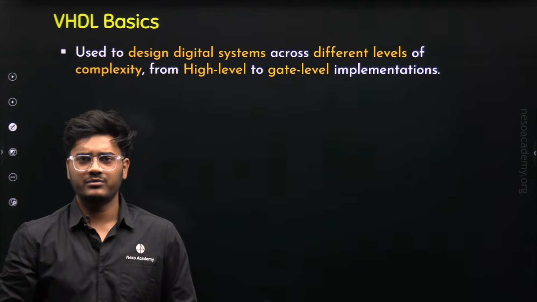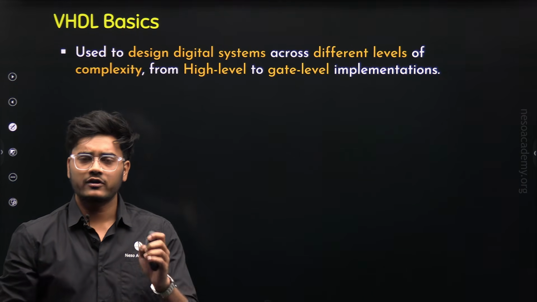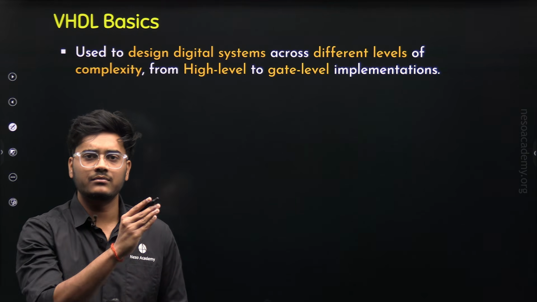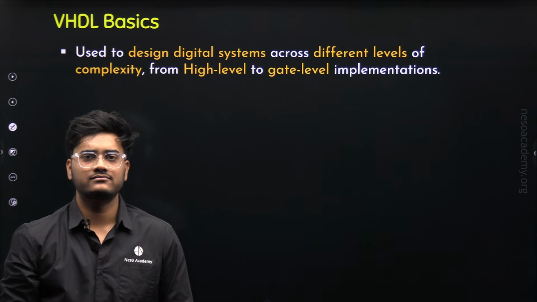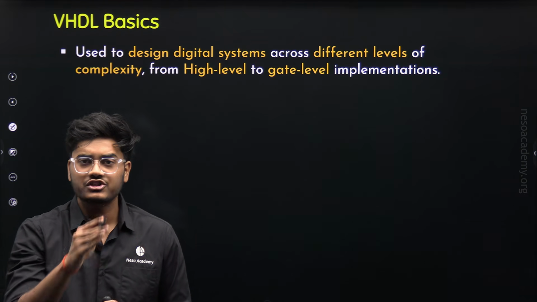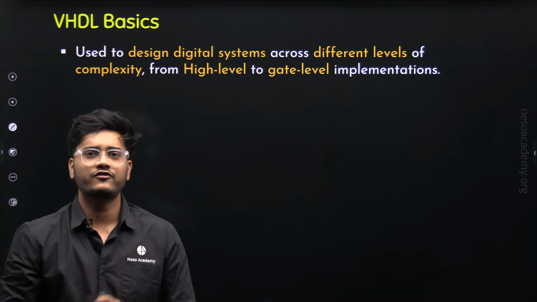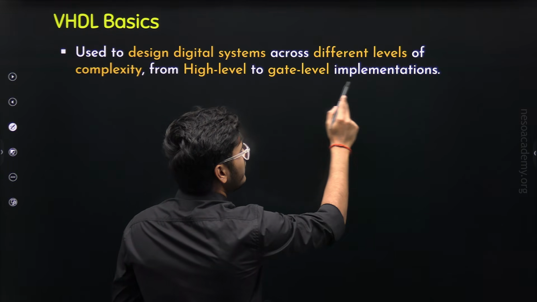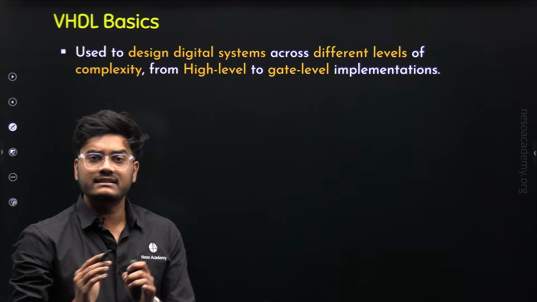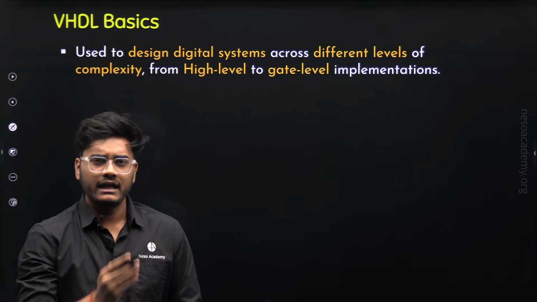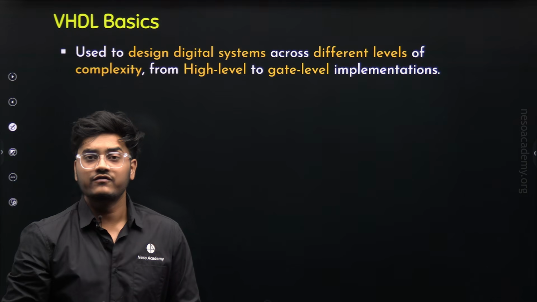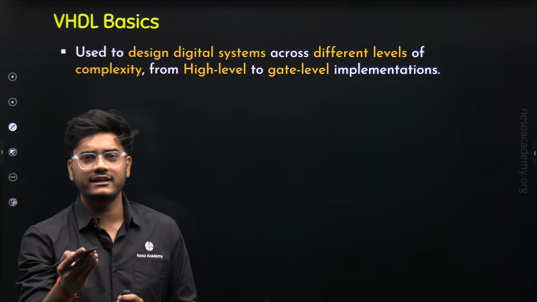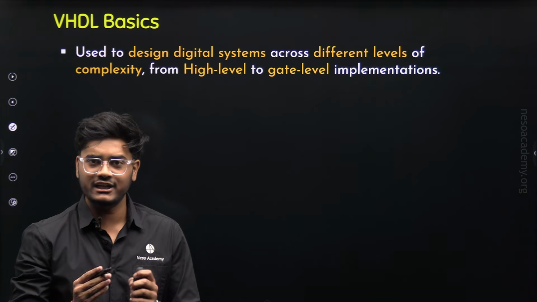Let me give you another example to make it more clear. For high level, if we want to add two numbers, then we will write sum equals a plus b. Over here, we will focus on the functionality of addition rather than the process of addition. But in gate level implementation or in low level implementation, we will design the entire system using logic gates. In the same example of adding two numbers, we will design an adder first using logic gates, AND gates, OR gates, and XOR gates. So I hope it's clear to you now.